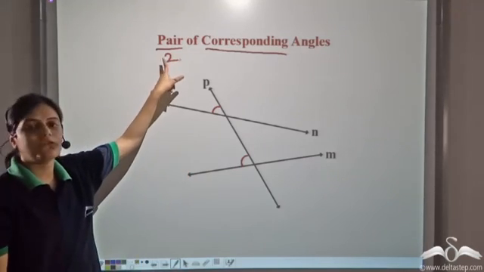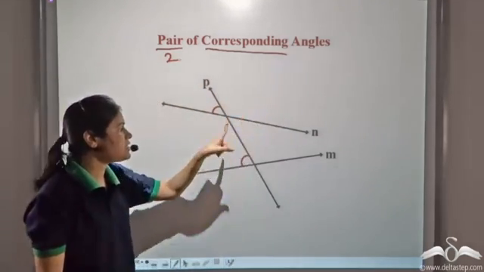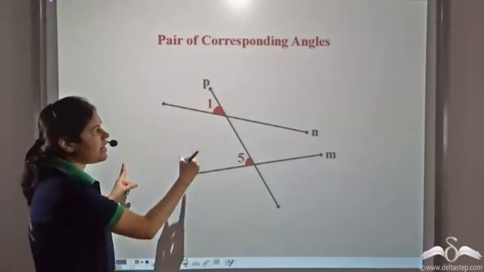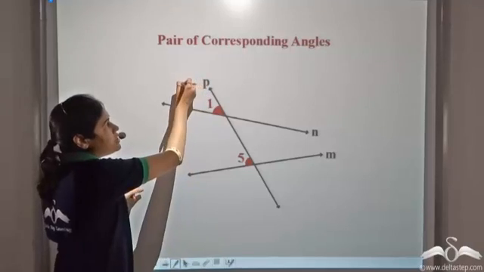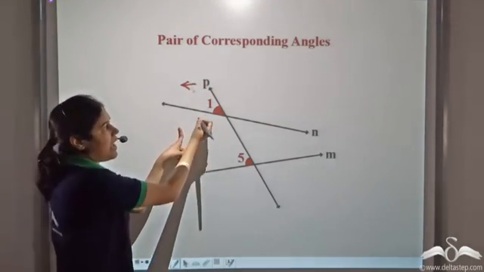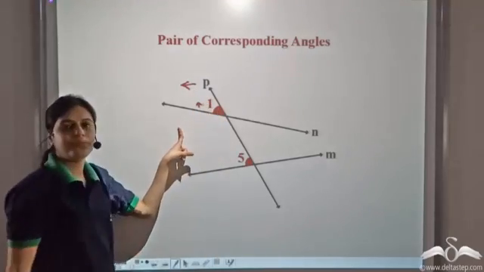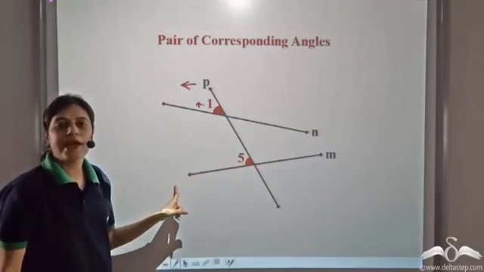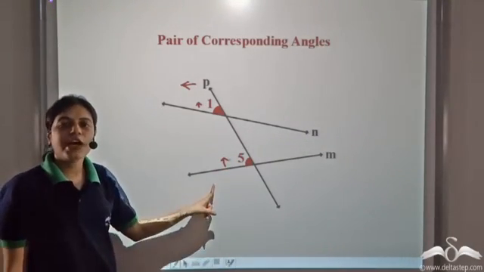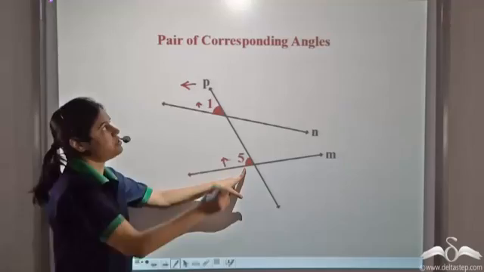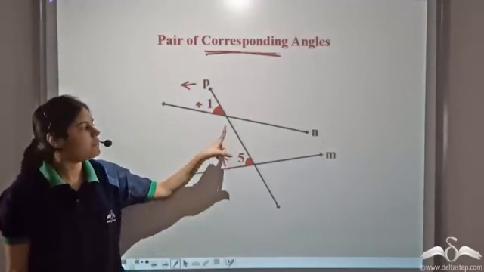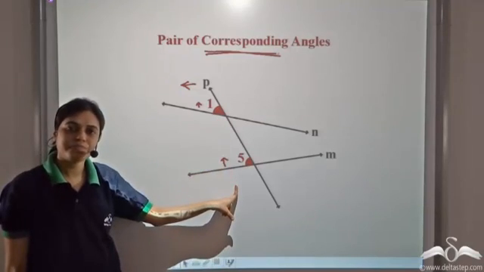So two angles which are together called corresponding angles are these two angles. So you can check they are on the same side of transversal P, that is on this side. With respect to line N, angle 1 is above line N. Also with respect to line M, angle 5 is above line M. So they are in the corresponding positions or the same position with respect to the two lines.